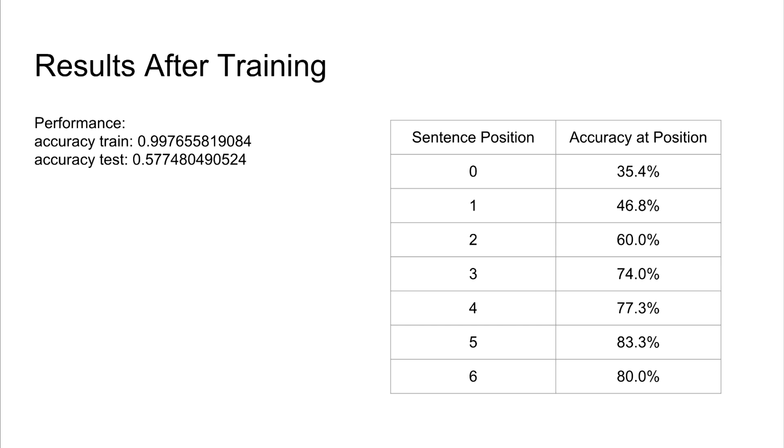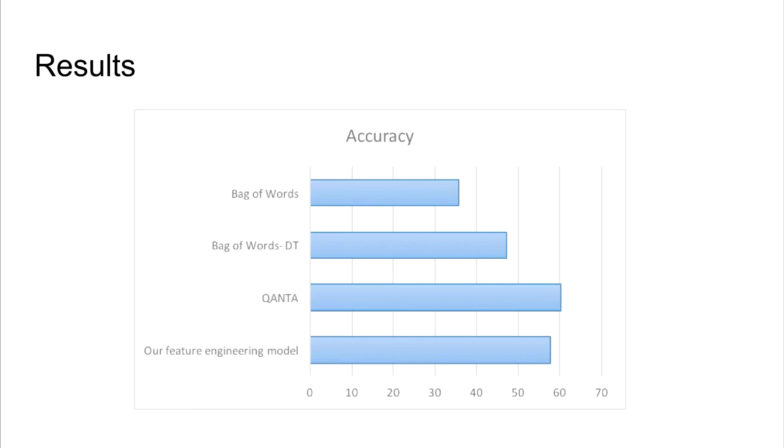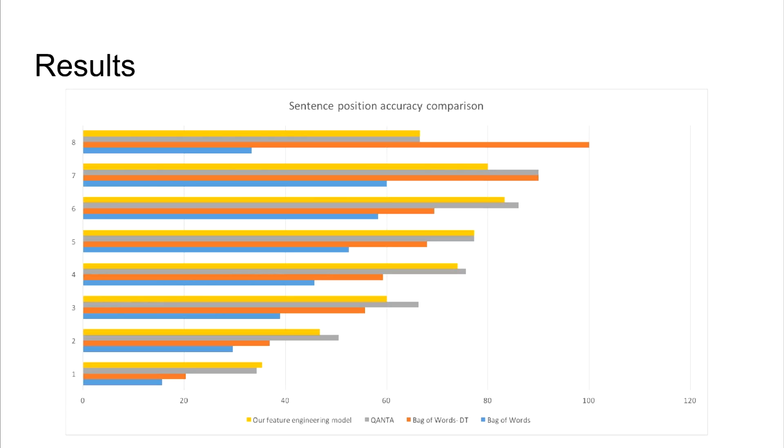Our model achieves an accuracy of 57.7% as opposed to 60.2% from Quanta's results. It can be seen in this graph that our model doesn't do really badly as compared to Quanta and does really well as compared to the bag of words or bag of words decision tree model. In this graph, I have shown the accuracy for each sentence position for each model.